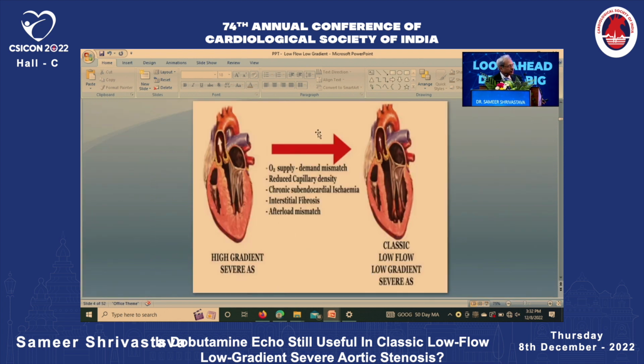LV. Here is what it is. There is a supply-demand mismatch whenever there is a hypertrophic cardiomyopathy kind of situation, where there is LV hypertrophy in aortic stenosis. This supply and demand mismatch leads to reduced capillary density, leads to chronic subendocardial ischemia, leads to interstitial fibrosis, and there is an afterload mismatch because the LV is not able to pump that much more. So high gradient severe aortic stenosis may get converted into classical low flow, low gradient severe aortic stenosis because the LV is not able to pump that much blood and is not able to generate that much gradient.